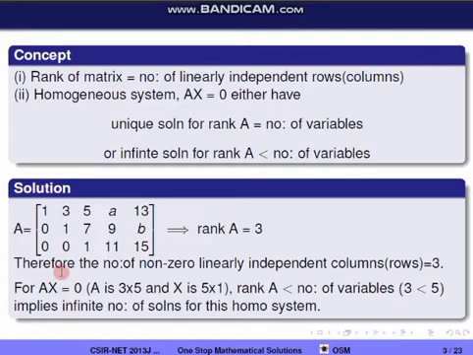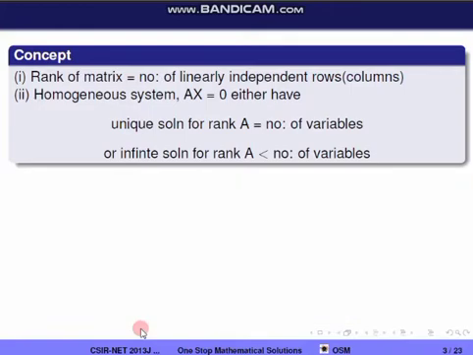And for the homogeneous system Ax equal to 0, where A is a 3 cross 5 matrix, X should be a 5 cross 1 matrix, because only then can we multiply both matrices. So here the rank of A is less than the number of variables, because rank of A is 3 and the number of variables is 5, so 3 is less than 5. By this concept, this homogeneous system has infinitely many solutions. Now we'll check the correct options of this question.